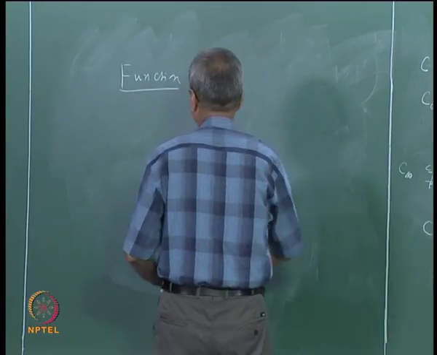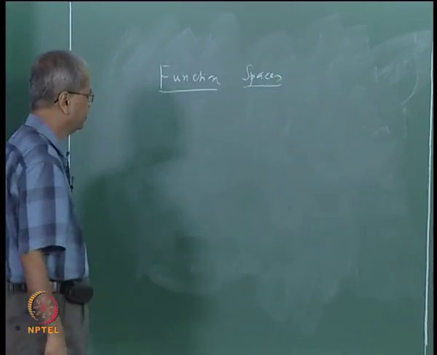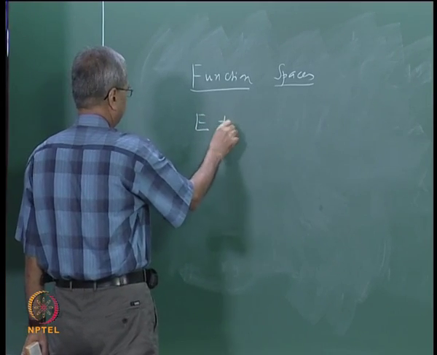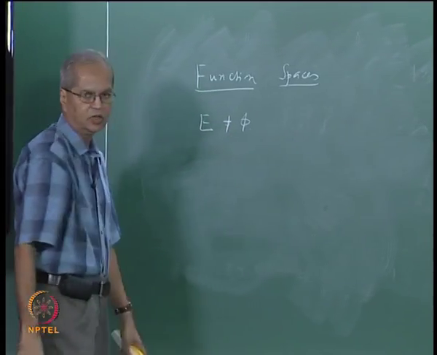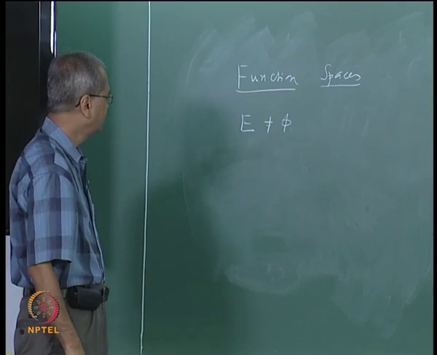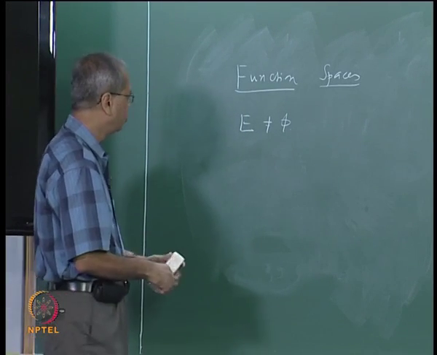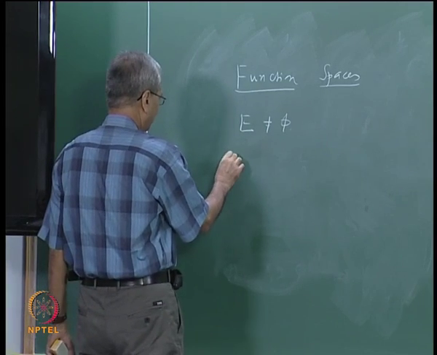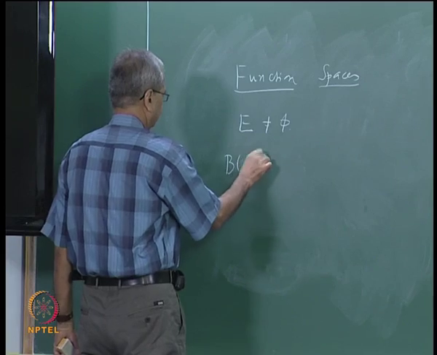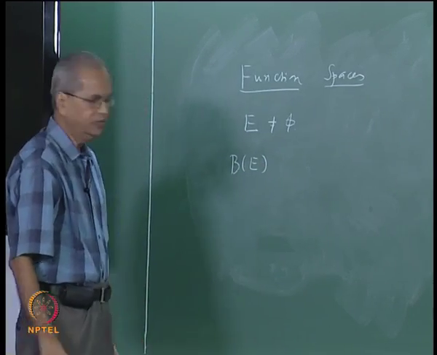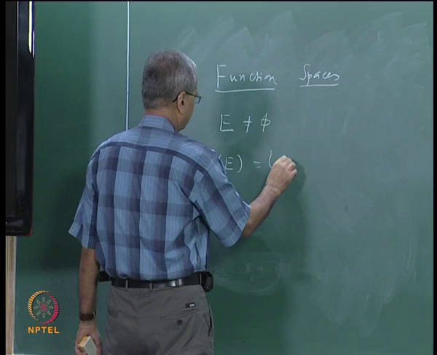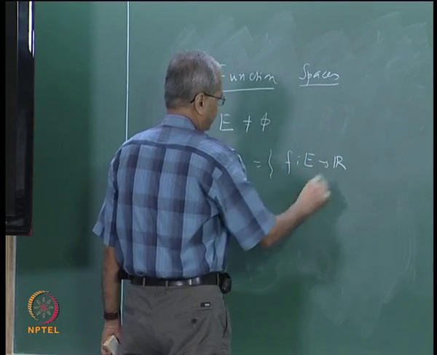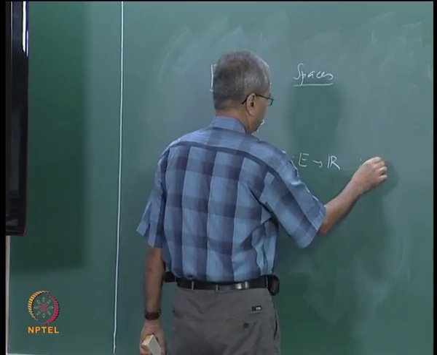Alright, let us go to the spaces of functions. Suppose E is any non-empty set, and we can consider the set of all bounded functions from E to R. Usually this is the notation used, B of E. This is the set of all functions f from E to R, and f is bounded.